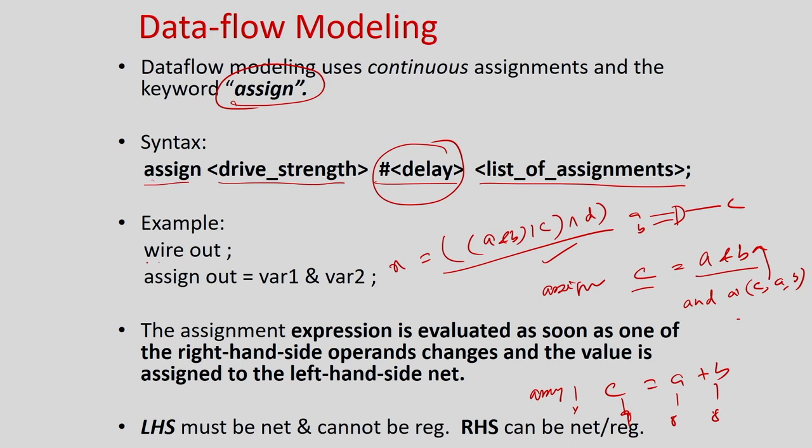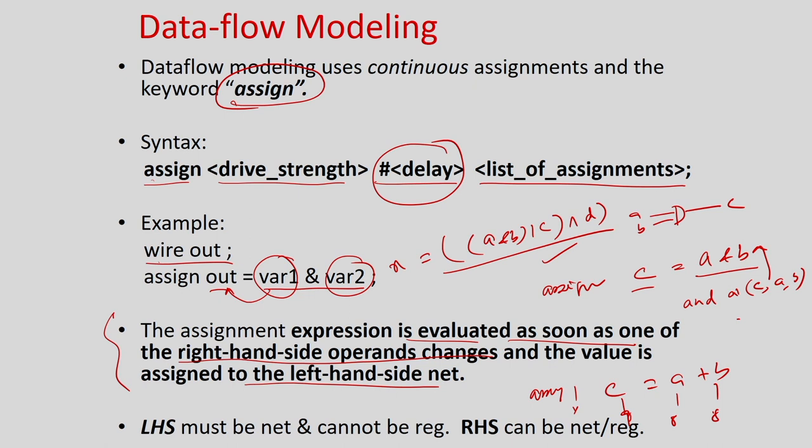So for example, here you have wire out equal to var1 and var2, right? When this expression is going to be evaluated, it is very important to note that whenever any of these values is modified, changed or updated, automatically this out will be recalculated. So this expression is evaluated as soon as one of the right hand side operands changes, and the value is assigned to the left hand side. So whenever var1 or var2 changes, your output will also get updated, right? That is what you want.